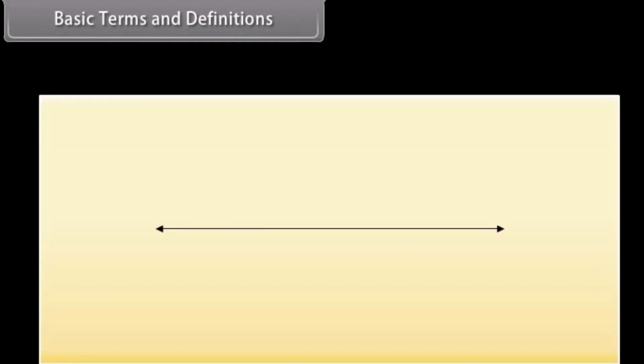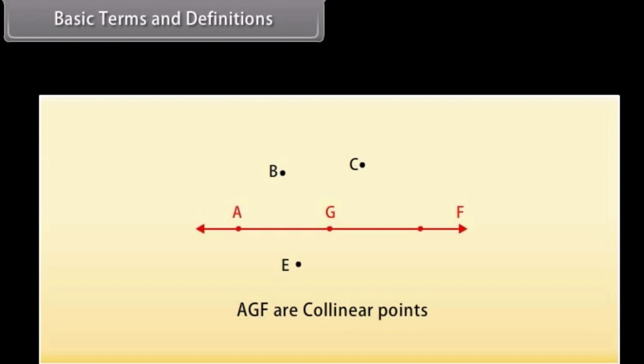Basic terms and definitions. We know that a part or portion of a line with 2 endpoints is called a line segment. The line segment AB is denoted by this symbol. A part of a line with 1 endpoint is called a ray. The ray AB is denoted by this symbol. And the line is denoted by this symbol. We also know that if 3 or more points lie on the same line, they are called collinear points. Here, A, G, F are called collinear points. And points B, C and E are called non-collinear points.